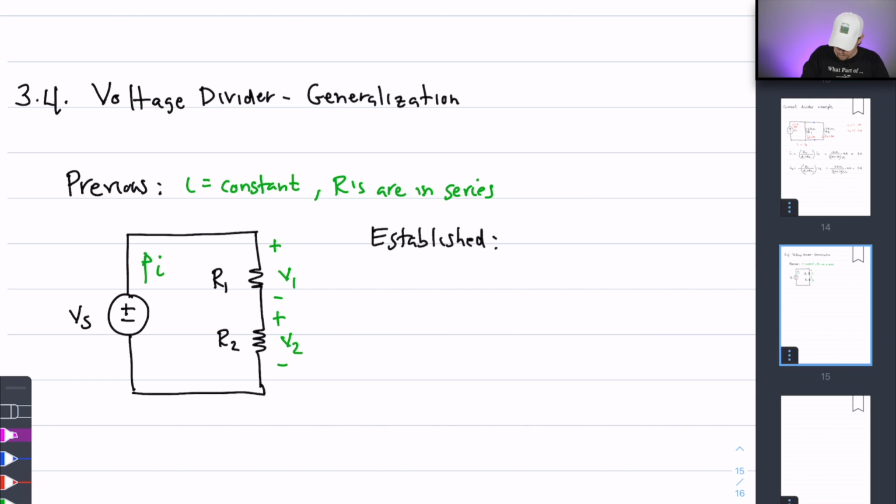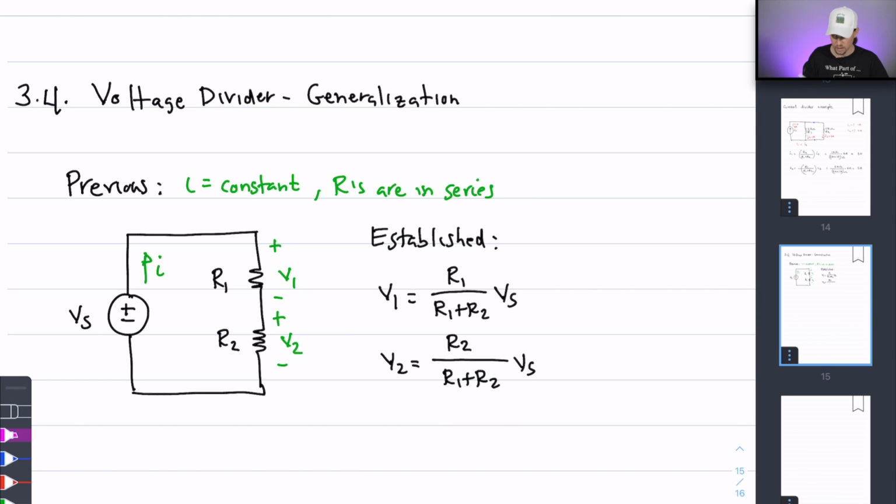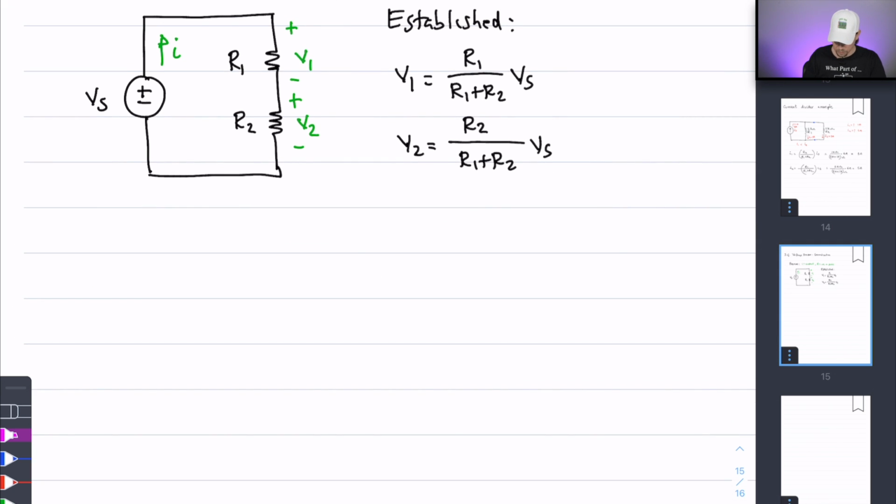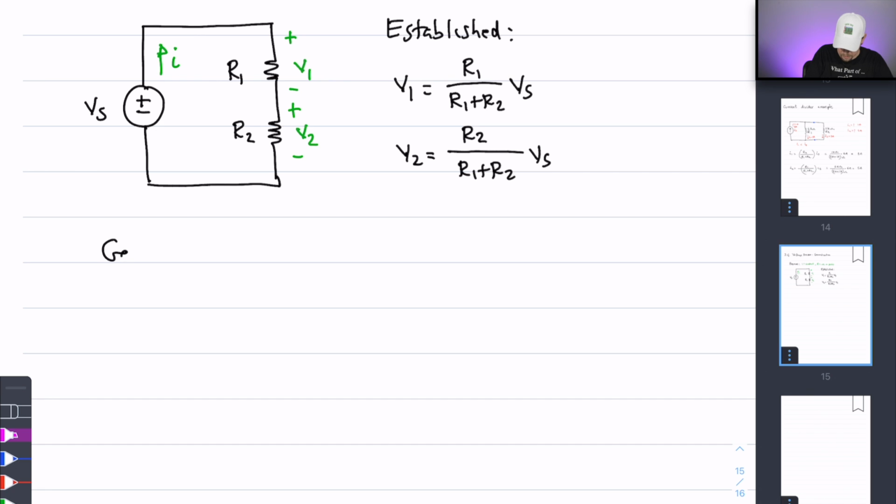And we established two things. The first is that the voltage V1 and the voltage V2 can be easily calculated using the following formulas. V1 was equal to the resistor R1 divided by R1 plus R2 times the voltage of the source Vs, and secondly, the voltage V2 is equal to R2 divided by the sum of R1 plus R2 times Vs. Now this is what we showed, right? One of the things that we want to do is, again, generalize this.